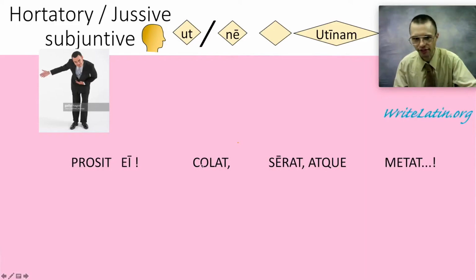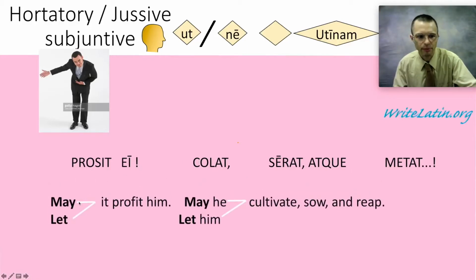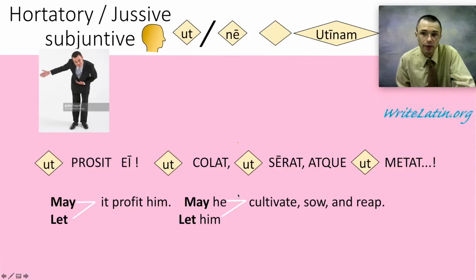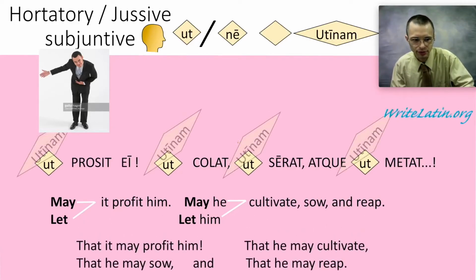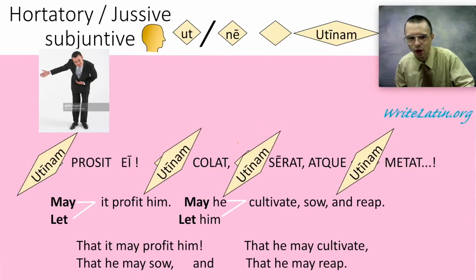That's a sentence right there. Let him cultivate it. Prosit ei, may it profit him. May he cultivate, may he sow, may he reap, or let it profit him, let him cultivate, let him sow, let him reap. Now, if you want to be nice, you could include an ut prosit ei, that it may profit him. Or, if you want to be really cool, you could use an utinam.